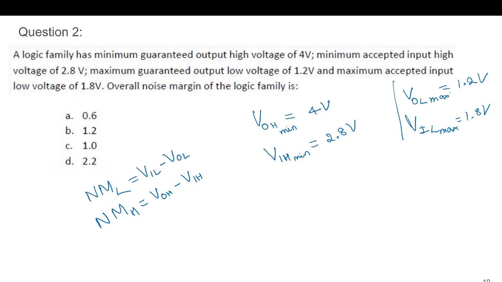Any other answers? 1.5 volts, 0.2, and this will be 0.5. What is the answer? Yes, option A. Because it is the minimum of the noise margins.